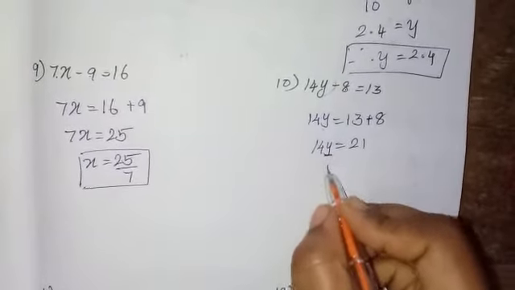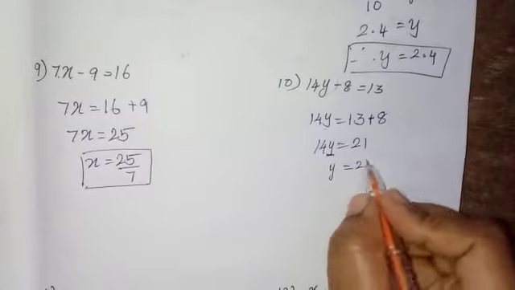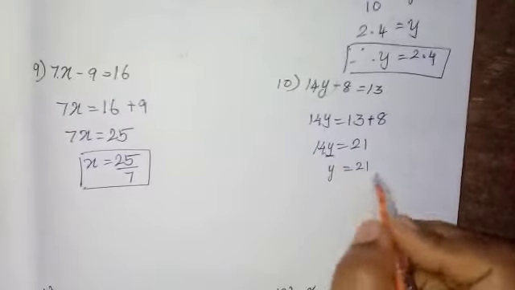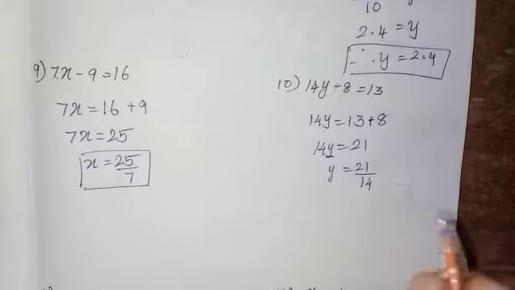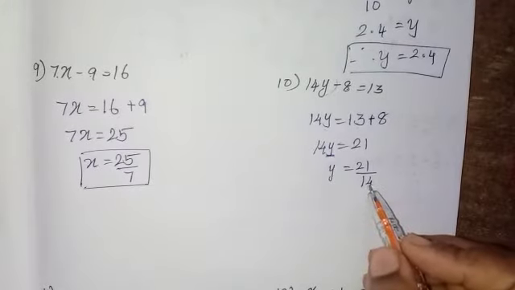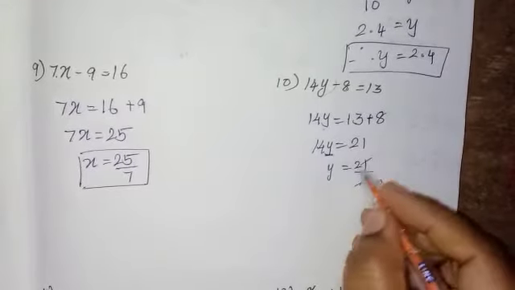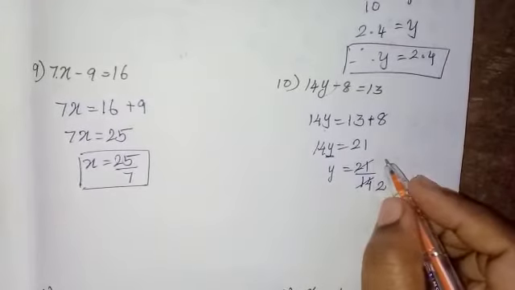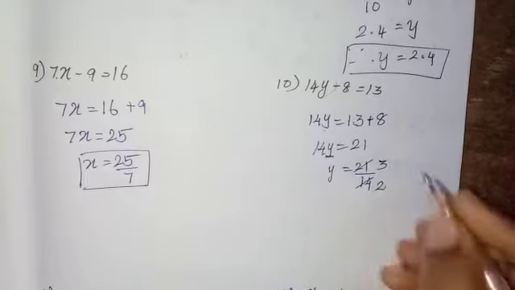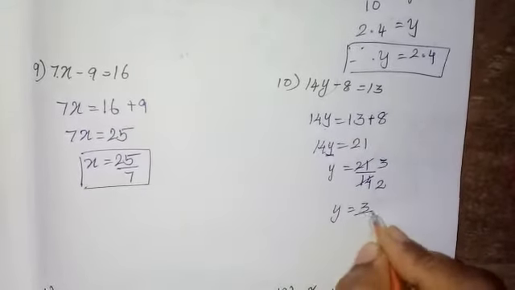We want y only, so take it as y. So 21. The 14 is multiplied here, so it will come as divided. So it is cancelled by the 7 table. 7 2s are 14. 7 3s are 21. So the answer is 3 by 2.